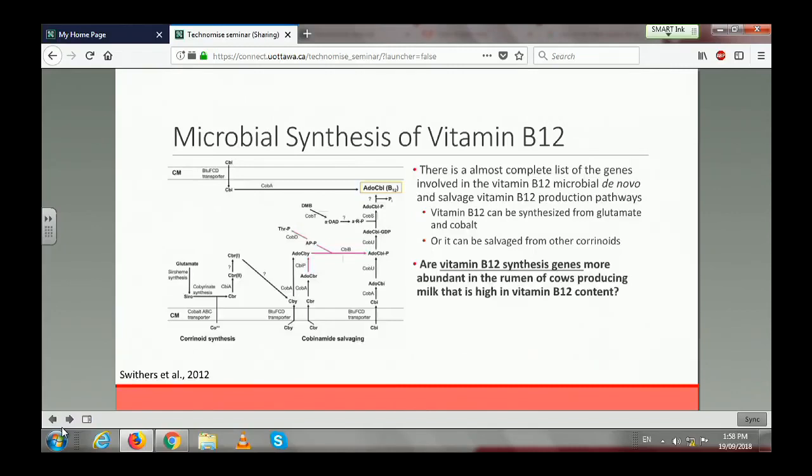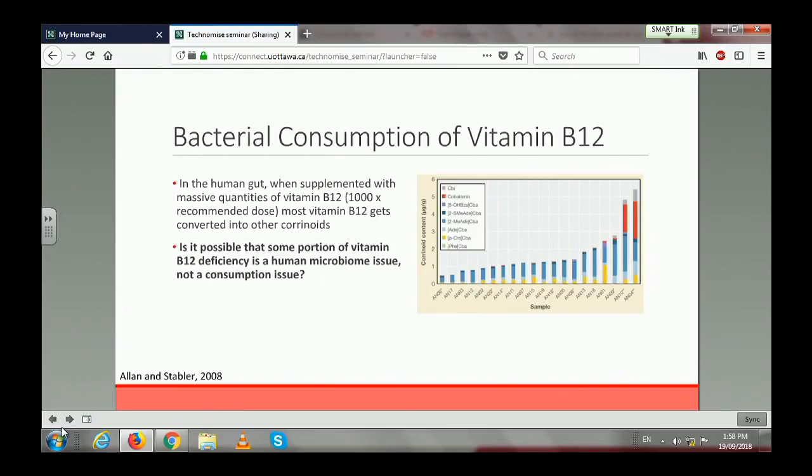We also know the pathways to make vitamin B12. You can synthesize it kind of de novo, or you can grab other structures that look similar to vitamin B12 and kind of salvage it and take it through and put it into a vitamin B12 structure. So are these synthesis genes, in terms of the metagenome, not just 16S anymore, are they more common in animals that are actually putting out a lot of vitamin B12? Now, if that was the only story, it would kind of be really convenient for this, but it's not. Bacteria also really like to eat vitamin B12. Some make it, some eat it, some do both.